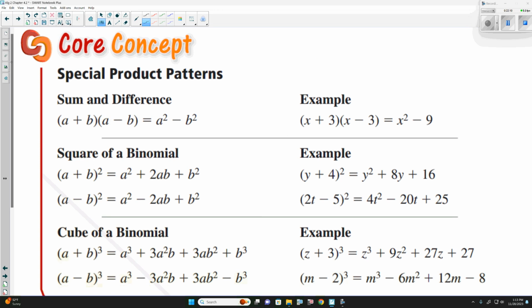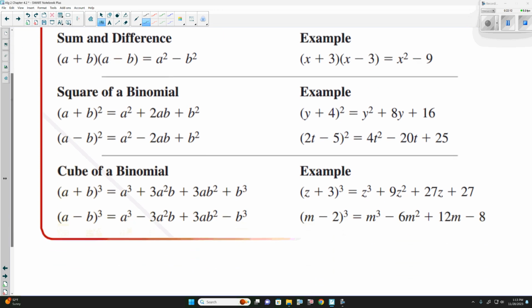Now there are some special product patterns. The main one, the sum and difference, is really the difference of perfect squares. Because if we have two things multiplied together, and the only thing that's different is the sign in the middle, it's kind of our difference of perfect squares. We're just going in the other direction.